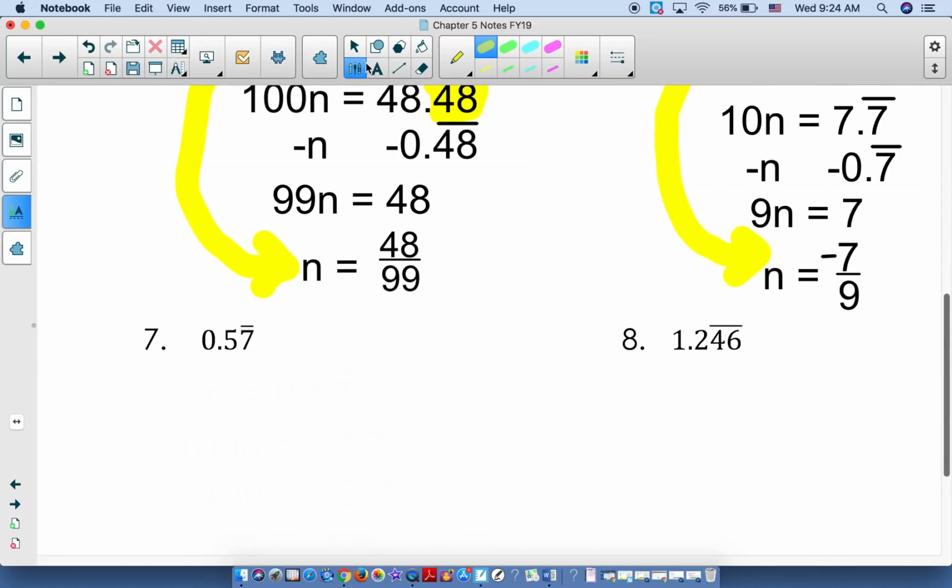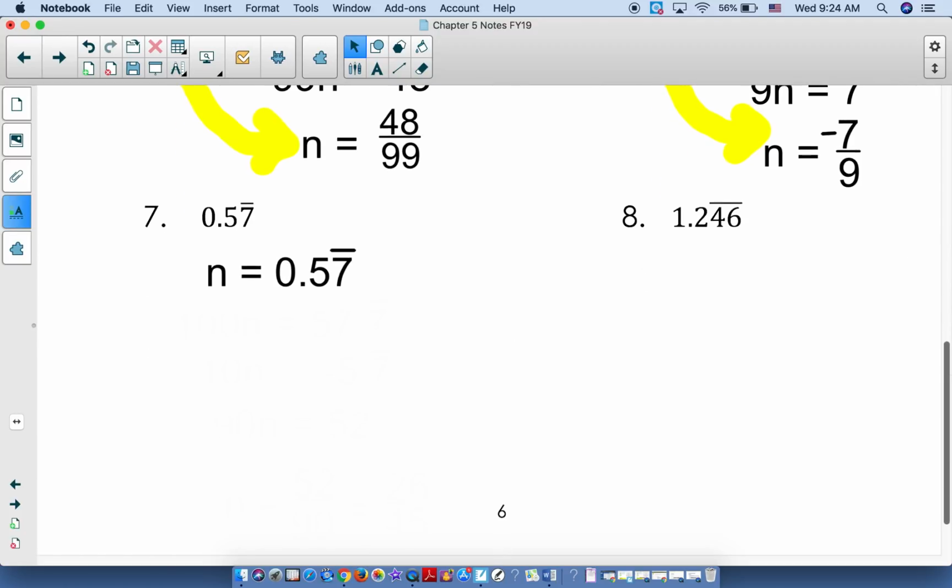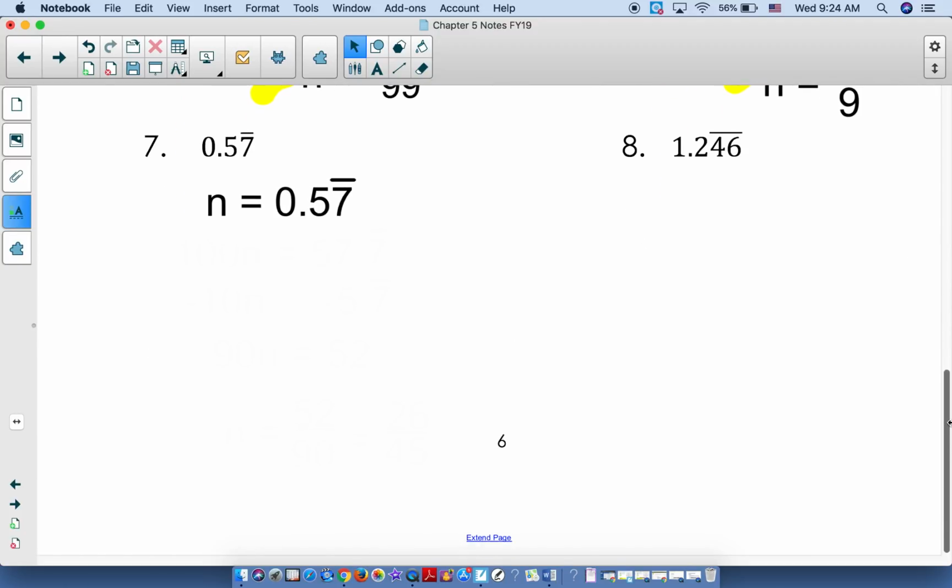All right. For this one, I started with n equals 0.57 repeated. Now I want you to notice something. The 7 is the only thing that repeats. The 5 does not. But I need to get the 7 on the other side of the decimal. So what am I going to multiply by? I'm going to multiply by 100. And that gets me 57.7 repeated. It gets me the 7 repeated only on the other side because the 5 doesn't repeat.